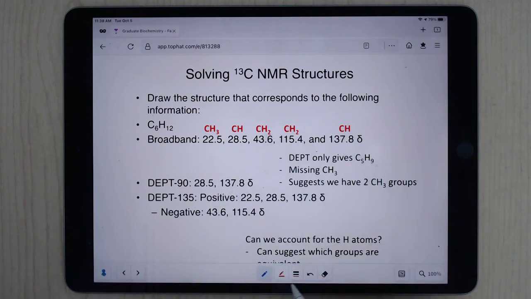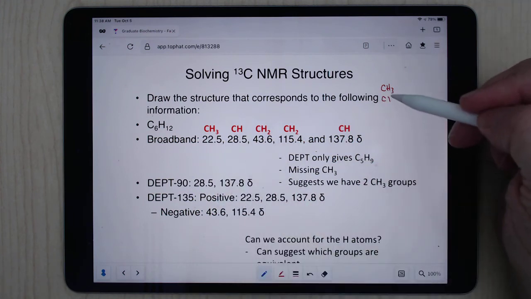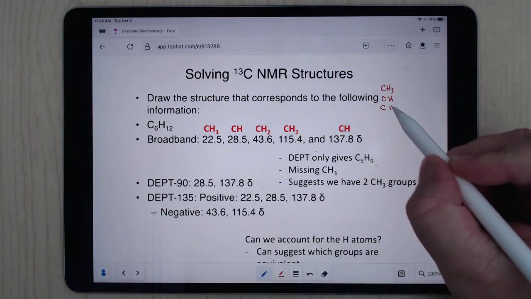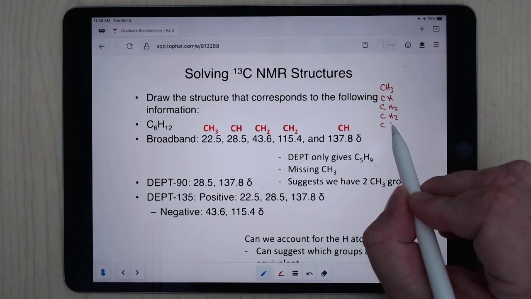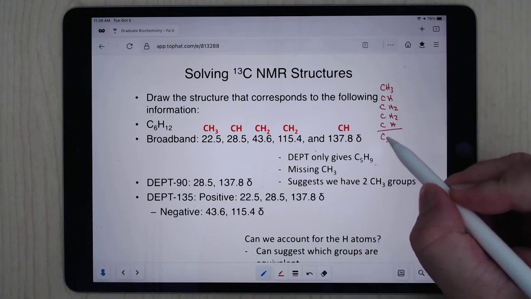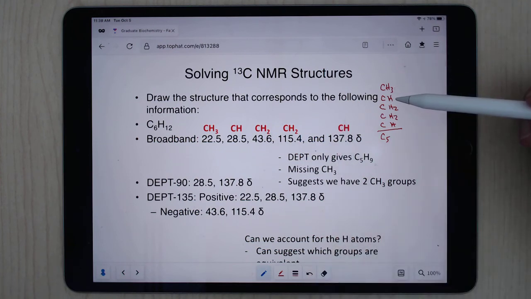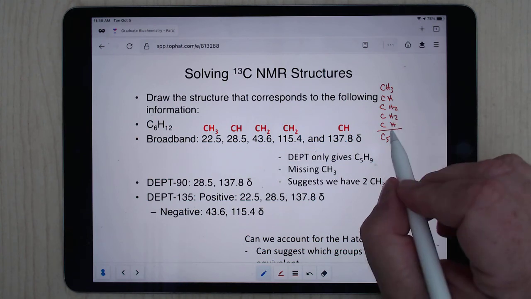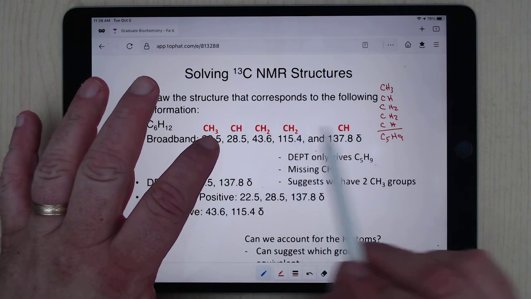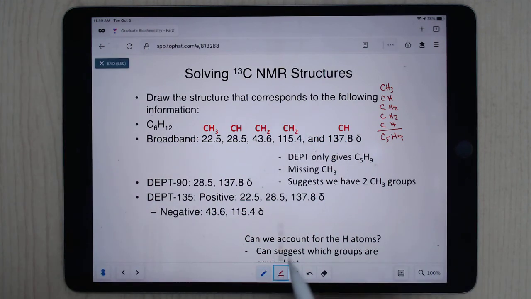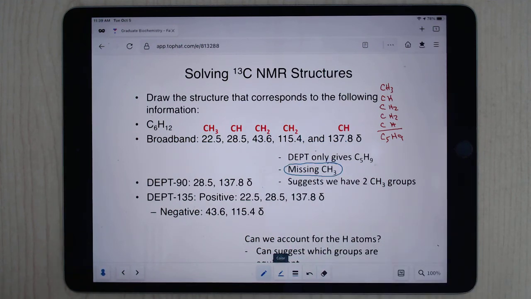So if we add up the CH3, the CH, the CH2, this CH2, and this CH, right? If we add those up, we can account for 5 of the carbons, 1, 2, 3, 4, 5. And we can account for 4, 6, 8, 9 hydrogens, right? So 3, 4, 5, 6, 7, 8, 9. What are we missing, right? We're missing a CH3. So where did it go?